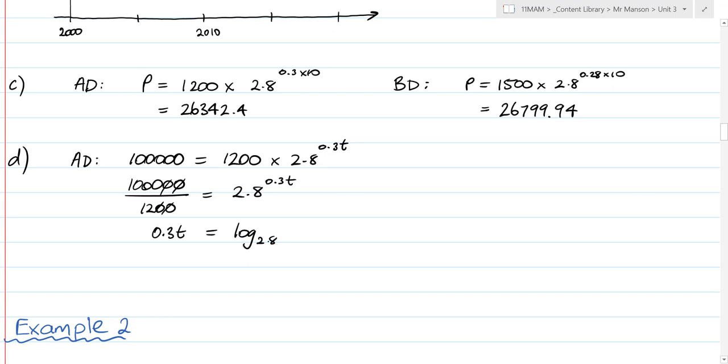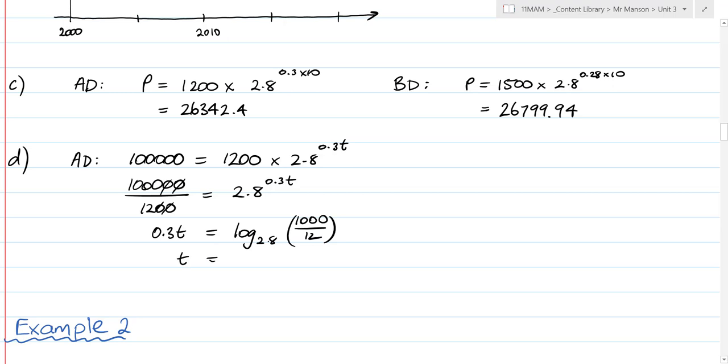Hopefully remember that if you go into your math matrix screen, the main calculating screen on your calculator, and press the math button, which is F4, there's a log AB on there. That's where you can get in and just do your quick log 2.8 of that stuff. And T will be equal to that divided by 0.3.